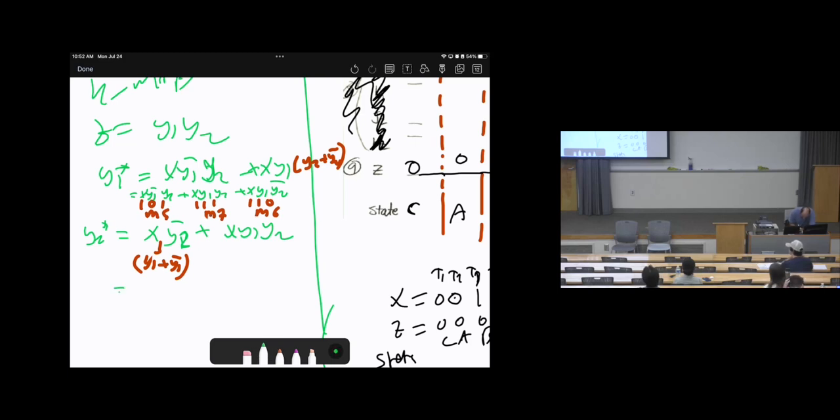While for the other one, it will be X Y1 Y2 bar plus X Y1 bar Y2 bar plus X Y1 Y2. In minterms, this is 1 1 1, which is M7. This is 1 0 0, this is M4. This is 1 1 0, this is M6.